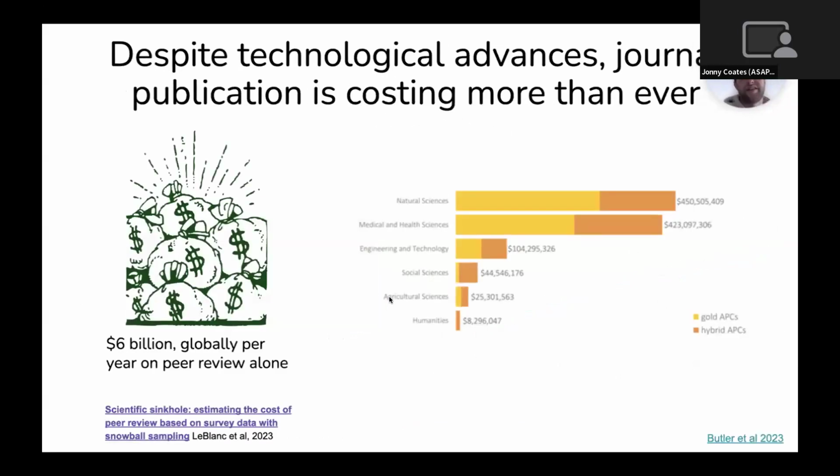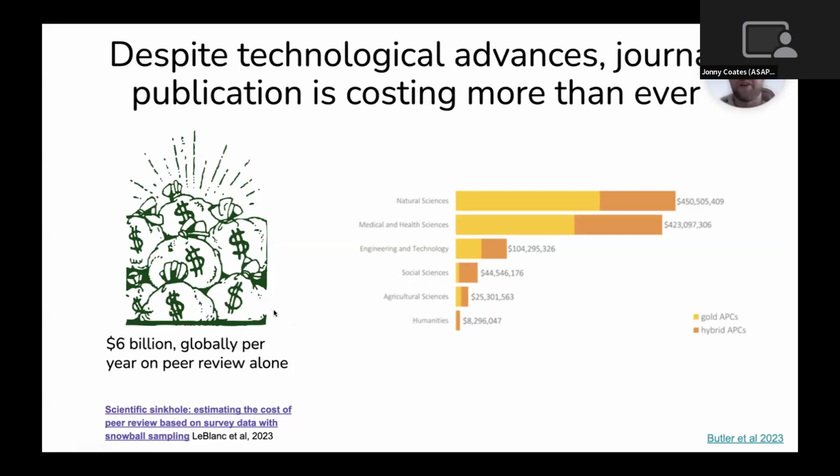The other thing is that there's a huge amount of cost involved in all of this. And there's 2 points here showing slightly different points, but they're both cost related. So one estimate recently put the global cost of peer review at somewhere around the $6 billion mark. Now, it's a very difficult thing to actually estimate the cost, so this isn't necessarily an accurate number, but it's probably somewhere within that region. That's a huge amount of money.